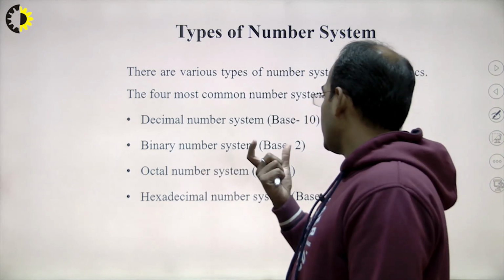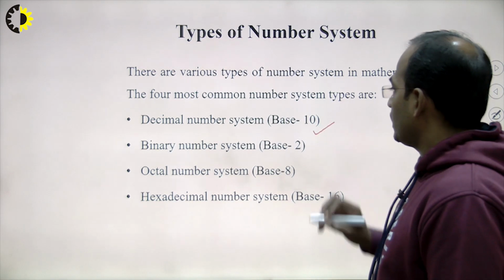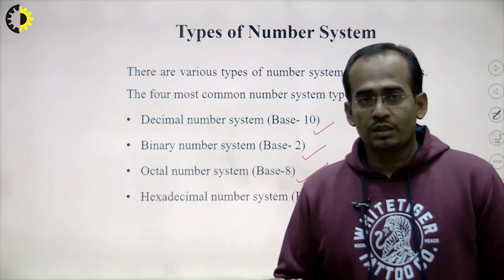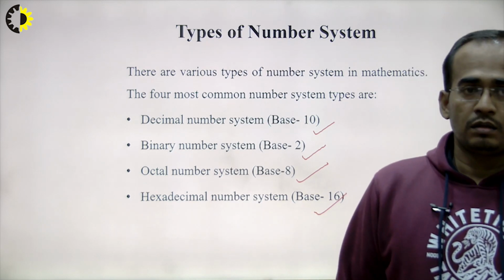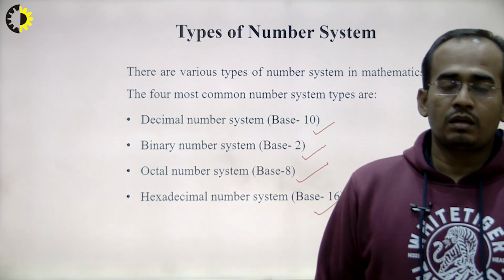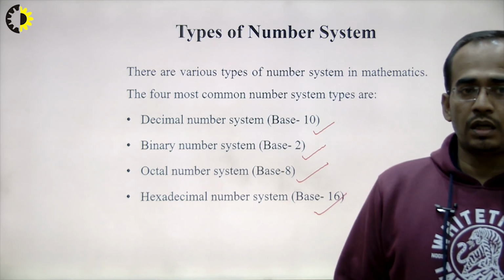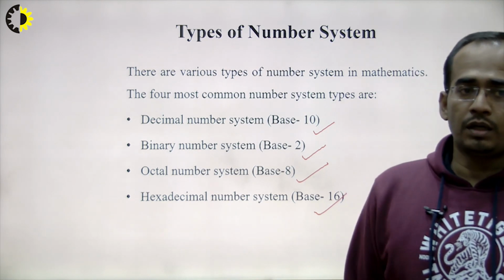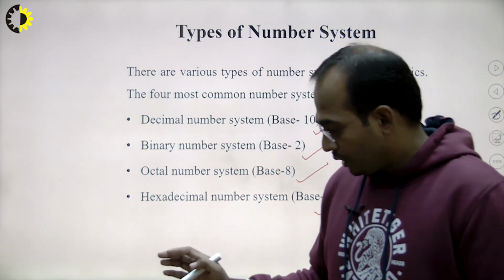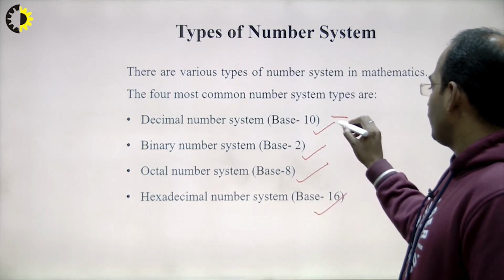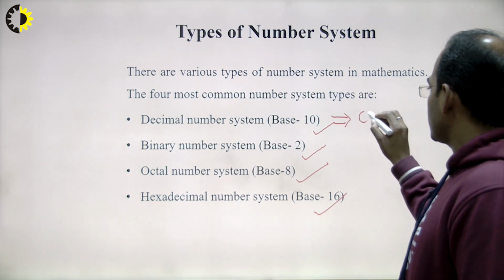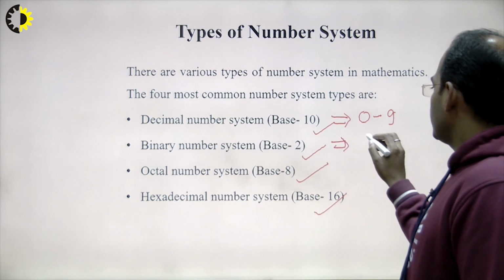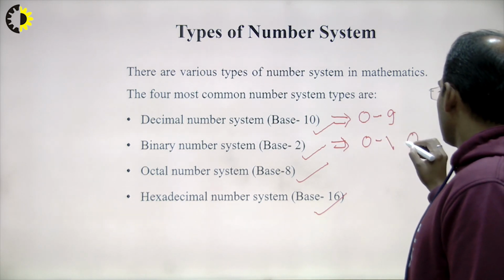So, how many digits can you use in the decimal, binary, octal, and hexadecimal number systems? In the decimal number system the number of digits used is 10, in the binary number system it is 2, in the octal number system it is 8, and in the hexadecimal number system the total number of digits is 16. The digits used in the decimal number system are from 0 to 9, and in the binary number system 0 to 1, or you can say 0, 1.